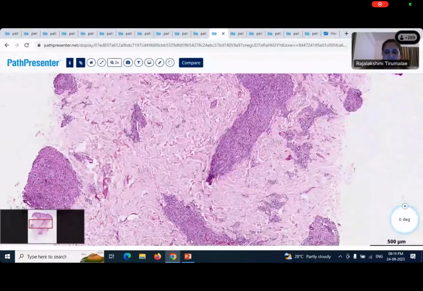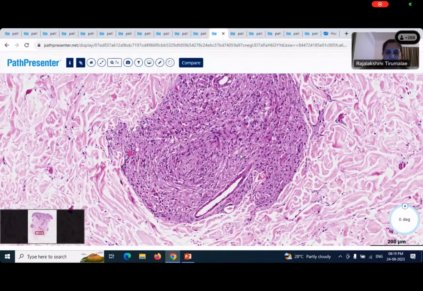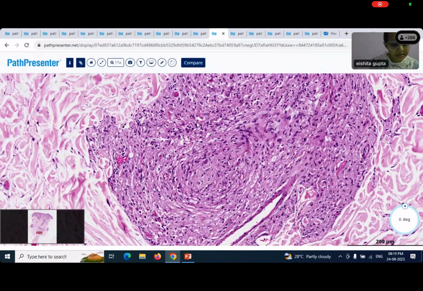So you've rightly identified that there are foamy histiocytes. So can you tell me what's happening here? What is this and what is surrounding this? What is the structure at the center and what's happening around it? Necrosis, ma'am. This is not necrosis. Sorry, ma'am. What is the structure?